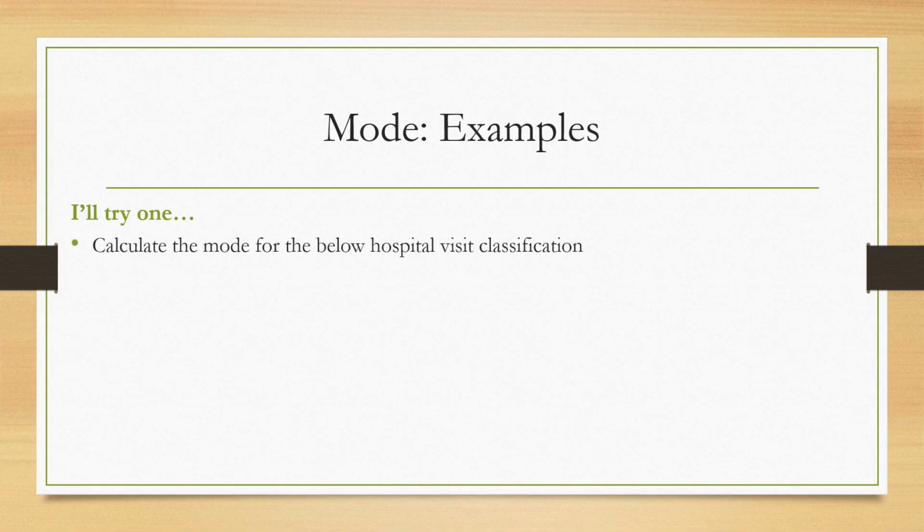All right, so let's do an example. We've got hospital visit classifications. I think this is the NYU emergency department algorithm. Let's see, it's been a while. Emergent, not emergent, and intermediate, I think, are the codes for these.